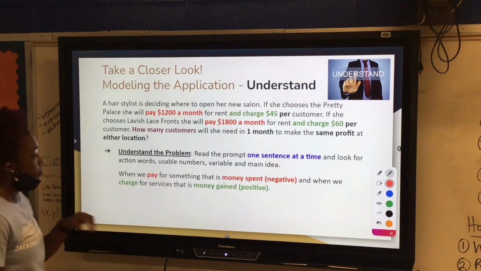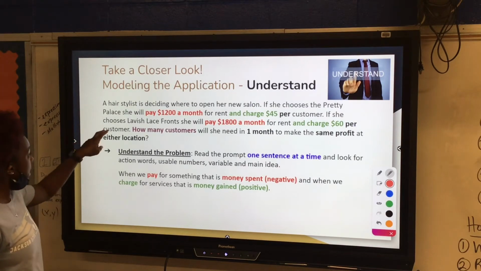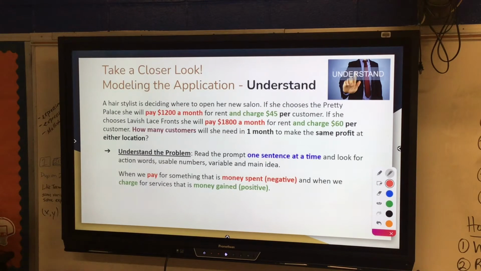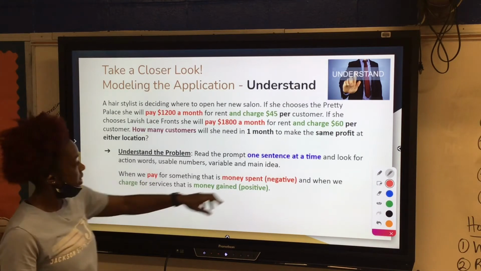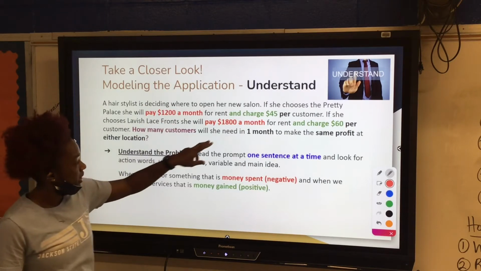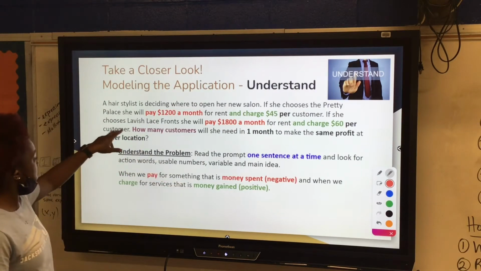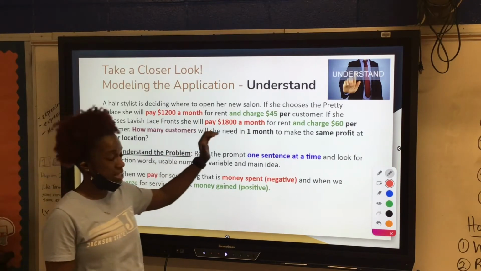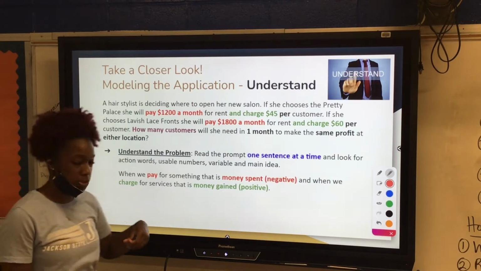All right, so first you need to understand the problem. Read the prompt one sentence at a time, and look for action words, usable numbers, variables, and the main idea. So if we go back, a hairstylist is deciding where to open her new salon. That's just giving us what's going on, okay? If she chooses Pretty Palace, she will pay $1,200 a month for rent and charge $45 per customer. So one thing we need to understand is the first place they're talking about is Pretty Palace, okay? And she will pay $1,200 a month. She'll charge $45 per customer. What does per mean? Each, right? So you have to multiply. If she chooses Lavish Lace Fronts, that's the second place. She has to pay $1,800 a month, all right, and then charge $60 per customer. So when we pay for something, that is money spent, so it is negative. And when we charge for services, that is money gained, which is positive. Okay?